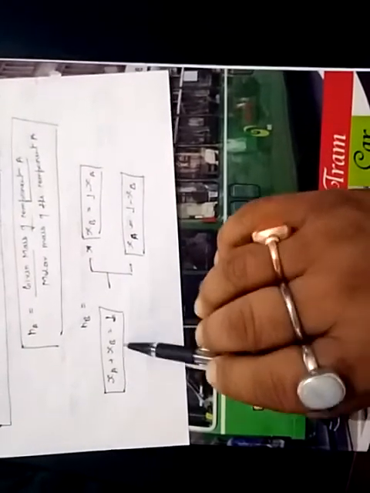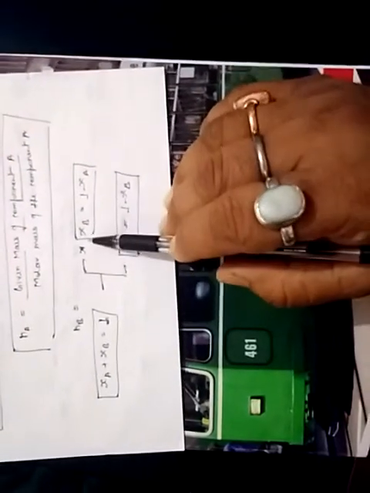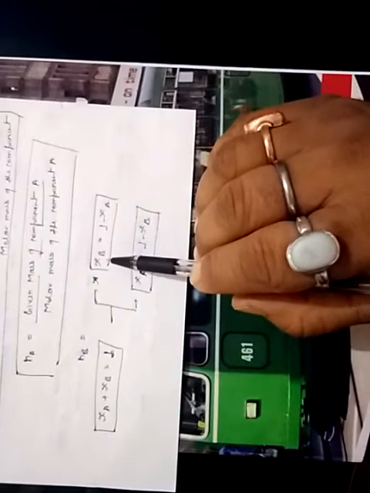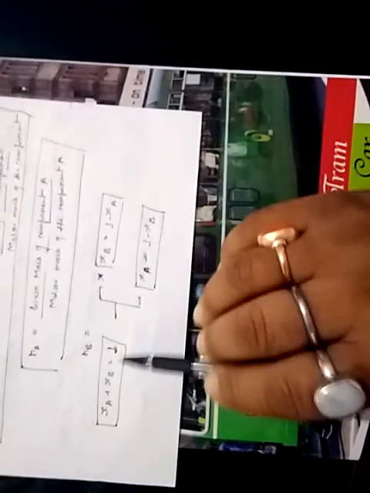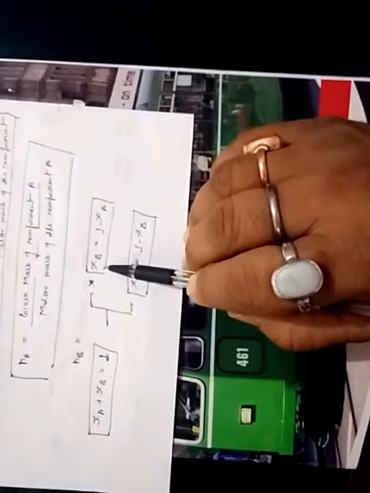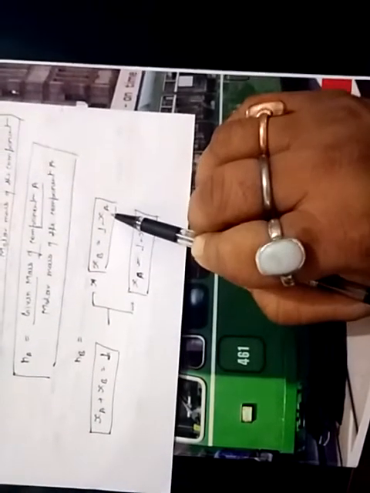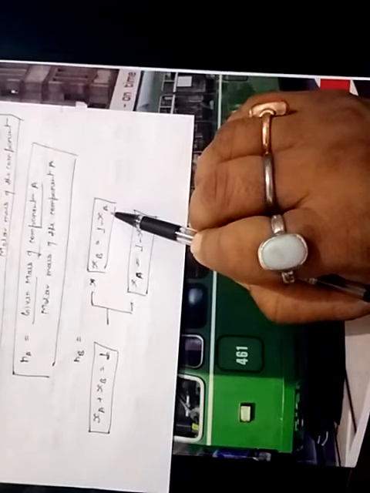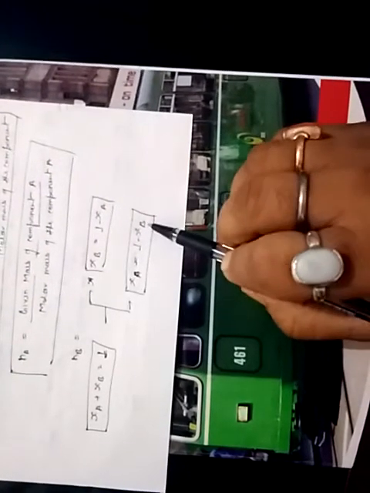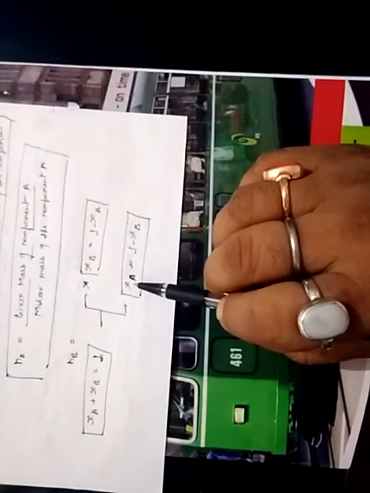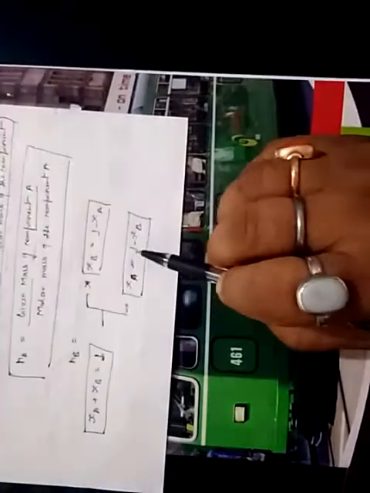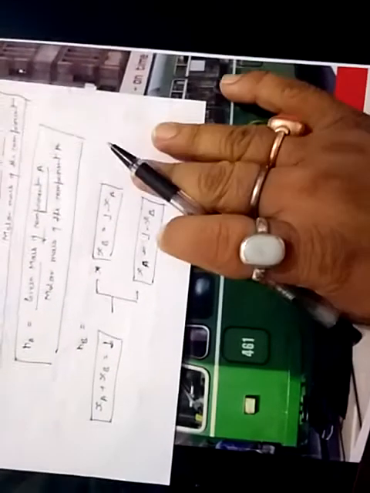When we apply this relation, we get two types of relation here. From this relation we can calculate the mole fraction of B by knowing the mole fraction of component A: XB equals 1 minus XA. And if we know the mole fraction of component B, we can calculate the mole fraction of component A by using this relation: XA equals 1 minus XB. Okay, here it is an important concept for the mole fraction of a solution. Okay, thank you.